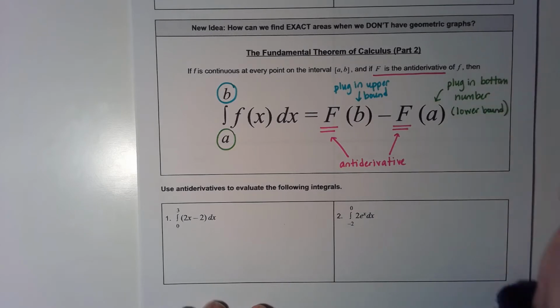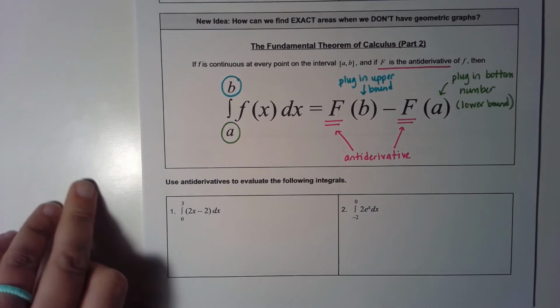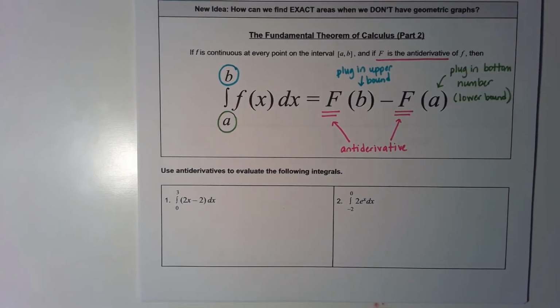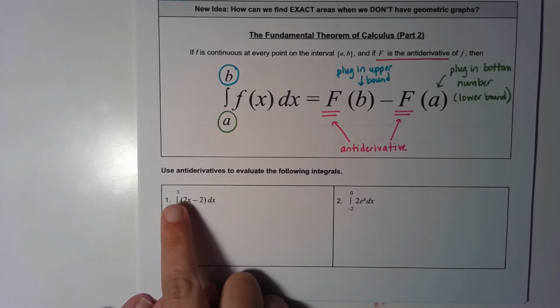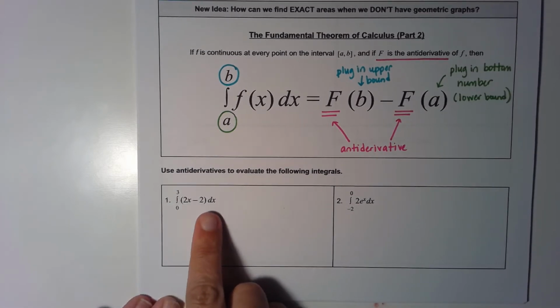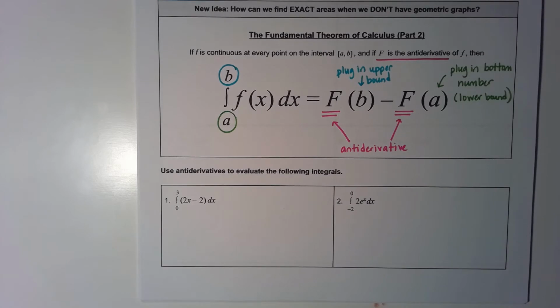So let me show you how this works, because how you show your work here is really important in order to receive full credit, because I need to see your thinking. So if I ask you to find the integral from 0 to 3 of 2x minus 2, now this is a function where if you were to graph it, it would be a straight line. You could use geometry to find it, but since we don't have a graph in front of us, we're going to try to do this using antiderivatives.